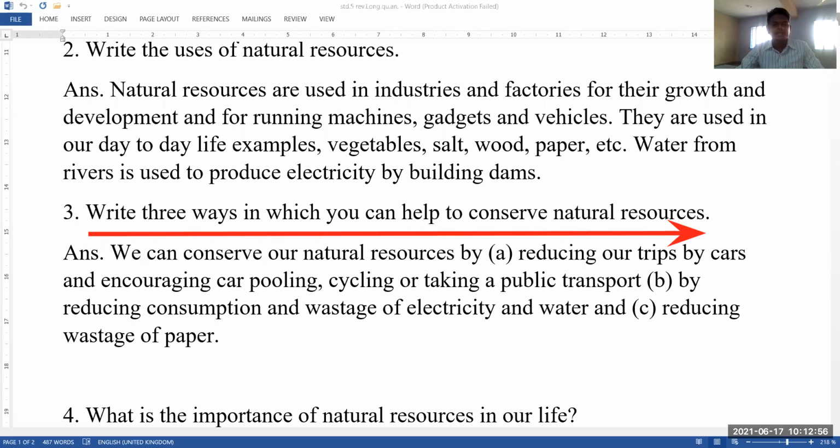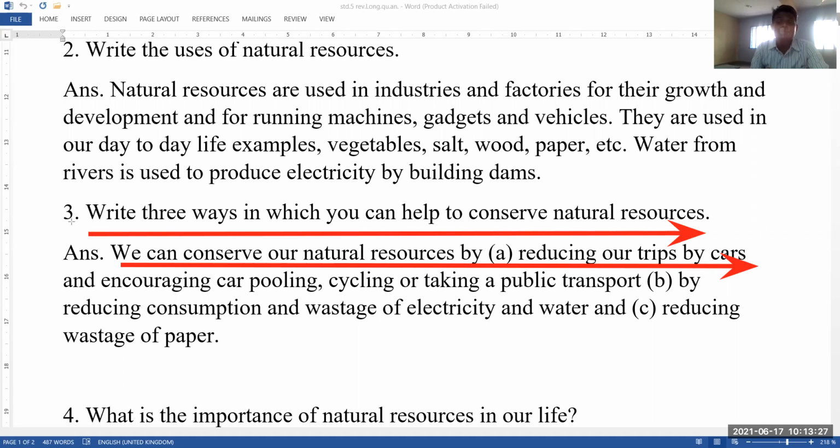First, we can conserve our natural resources by reducing our trips by car and encouraging carpooling, cycling or taking a public transport. First, very, very most important. Okay. First one is reducing our trips. Right now, corona pandemic is going on. So we have stopped moving from here and there.